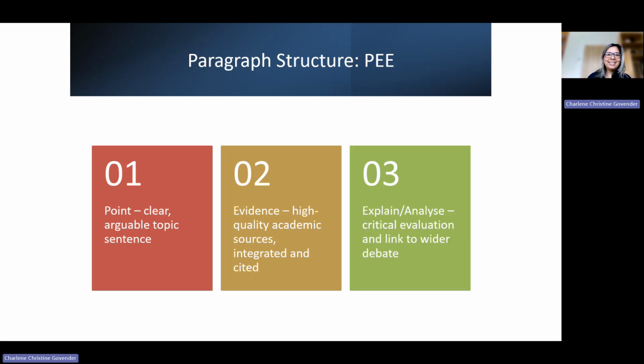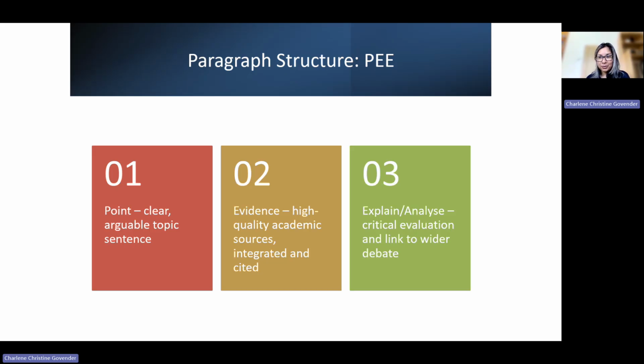And the last E is explain, or it could be A for analyze. Here you're going to be having a critical evaluation and you're going to link to a wider debate. So remember, your evidence should come from peer-reviewed and high-quality sources.